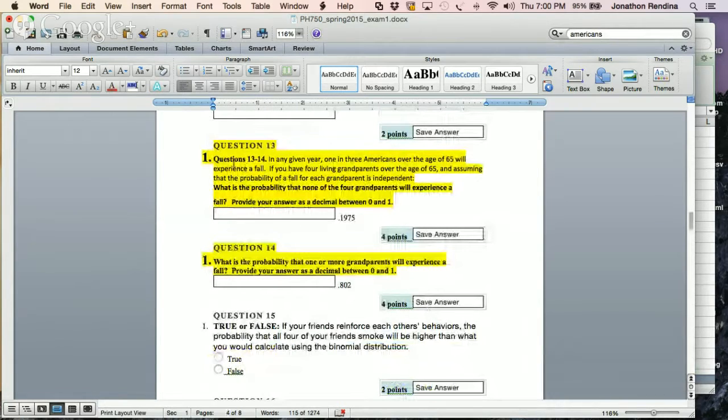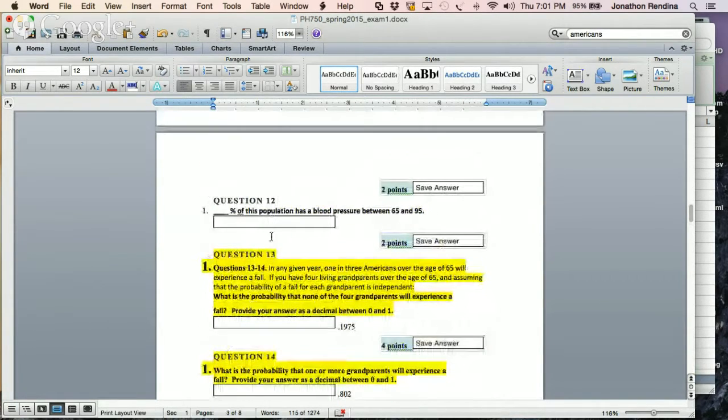So the next question that people struggled with was question 13. The question was, in any given year, 1 in 3 Americans over the age of 65 will experience a fall. If you have 4 living grandparents over the age of 65 and assume that the probability of a fall for each grandparent is independent, which is needed to be able to use the binomial distribution, the first question is, what is the probability that none of the 4 grandparents will experience a fall?